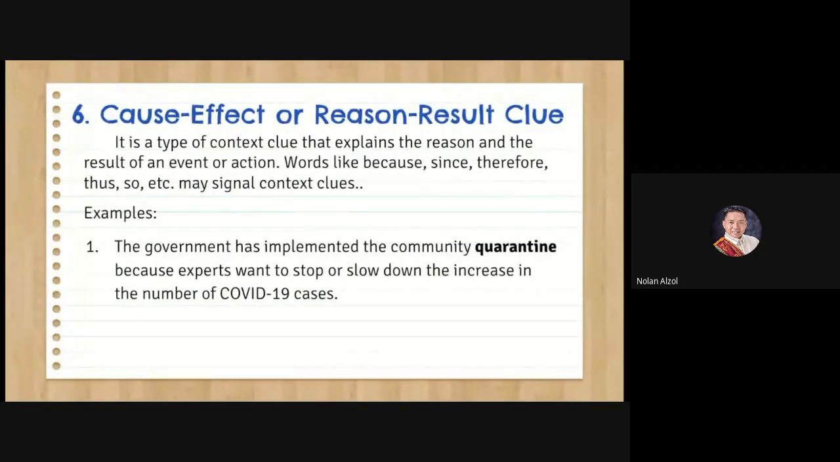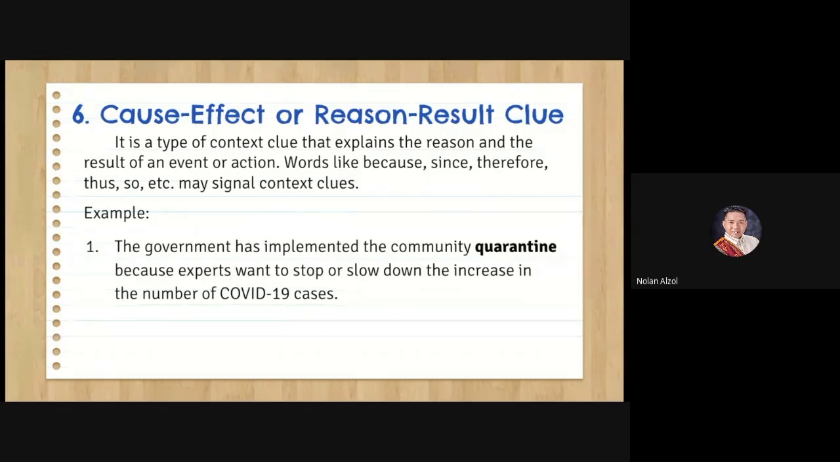Sixth, cause effect or reason result clue. It is a type of context clue that explains the reason and the result of an event or action. Words like because, since, therefore, thus, so may signal context clues. For example, the government has implemented the community quarantine because experts want to stop or slow down the increase in the number of COVID-19 cases. The word quarantine was the undefined term.